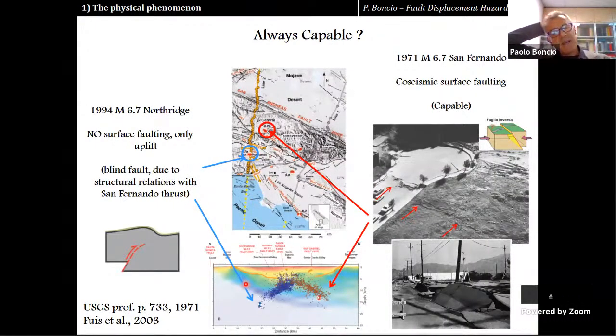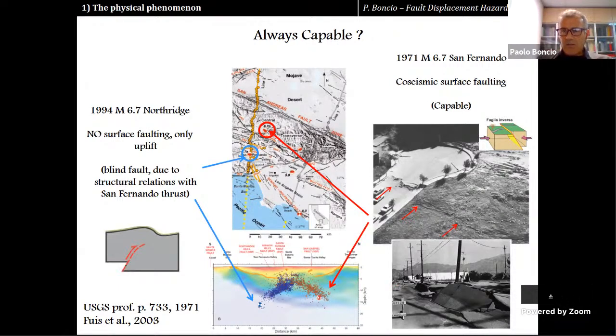This is another interesting case, San Fernando, 1971, and Northridge, 1994. Same focal depths, same kinematics, thrust, but San Fernando produced surface faulting and Northridge, no. This is due to the structural relations between the two thrusts, because the Northridge thrust abuts, stops upwards on the San Fernando thrust plate. But in general, thrust faults are less likely to produce surface faulting compared to other kinematics.